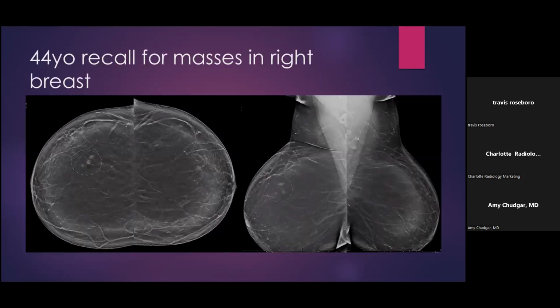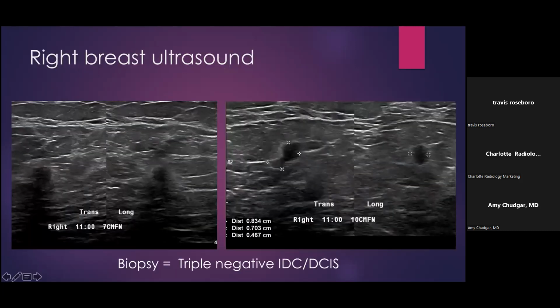So I'll start with an example. This is a 44-year-old woman undergoing a screening mammogram. We will talk about breast density, but she has fatty breast tissue, and she was recalled for these 3 masses or small nodules noted in her upper outer quadrant. And this is a corresponding ultrasound when she came back in for her workup, where we can see these irregular hypoechoic masses at the 11 o'clock region. These were biopsied, and this did show a triple negative invasive ductal carcinoma and ductal carcinoma in situ. So this was essentially a pretty aggressive breast cancer that was caught early.